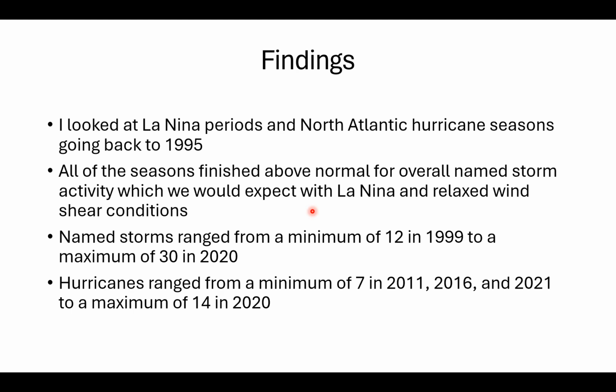Named storms, by the way, in my research, ranged from a minimum of only 12 in 1999 to a maximum of 30, that crazy active busy season in 2020. So from 12 to 30 for the named storms, that was the range. Hurricanes ranged from a minimum of 7, in 3 separate La Nina years, 2011, 2016, 2021, to a maximum of 14 hurricanes in 2020.